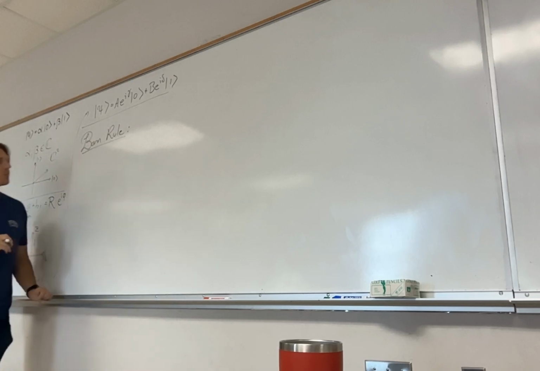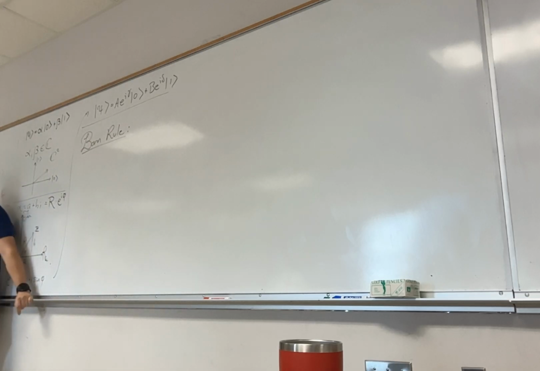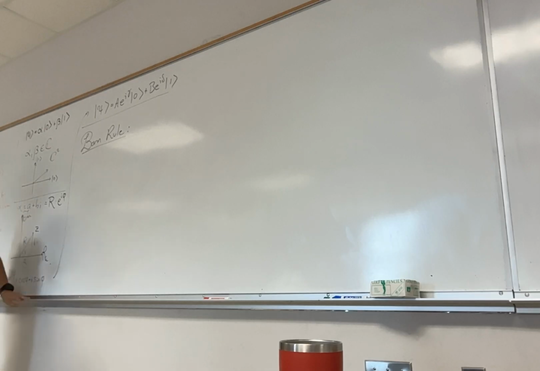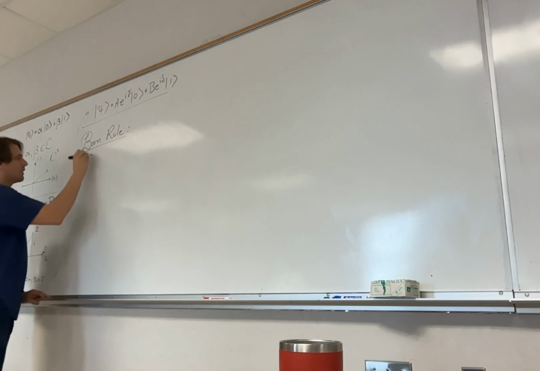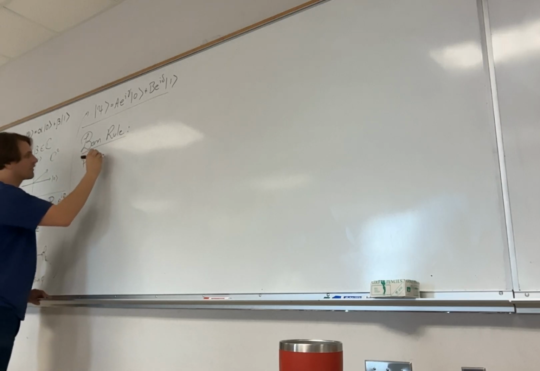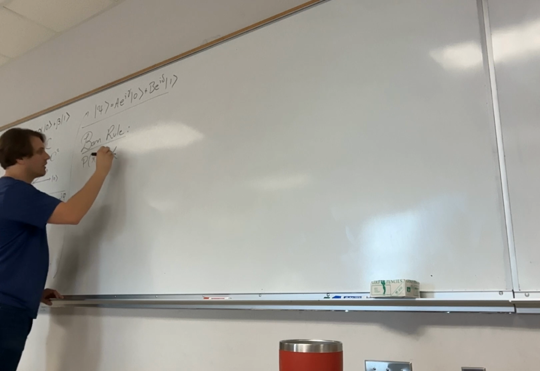So in quantum mechanics, we have something called the Born rule. This tells you, given a state, what is the probability of observing a certain outcome. So it's basically this. The probability of observing something x is the modulus squared of this object.